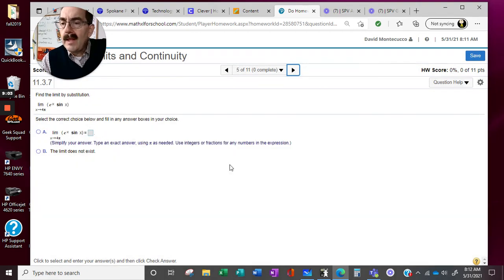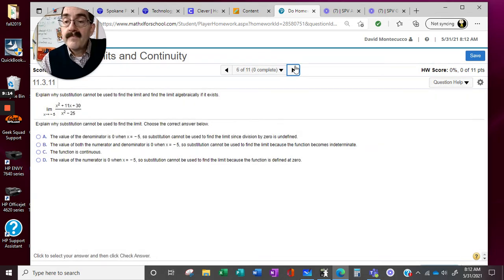And this one, obviously, we're going to use a calculator because what does e to the x look like? What does the sine of x look like? Then we multiply them together. Now, explain why substitution cannot be used to find the limit, and find the limit algebraically if it exists.